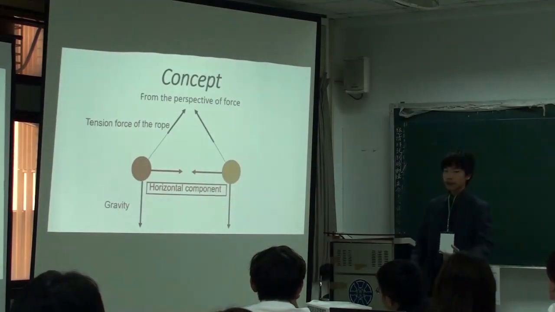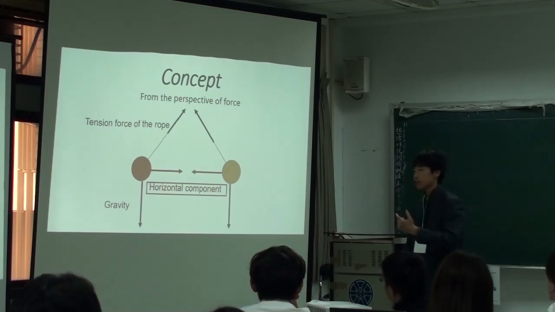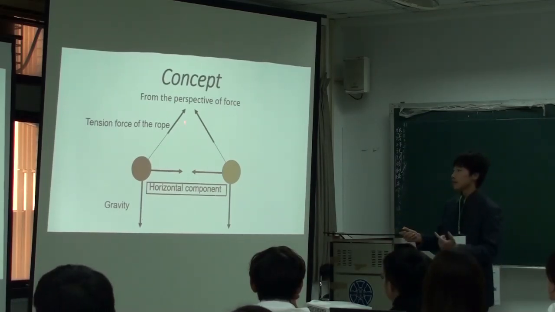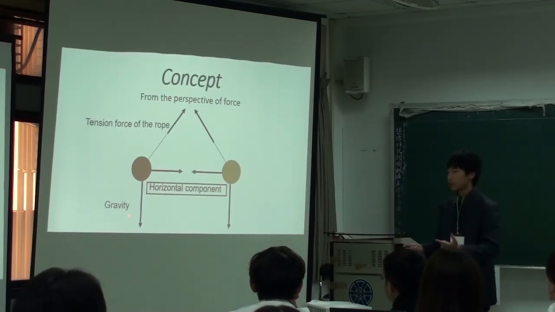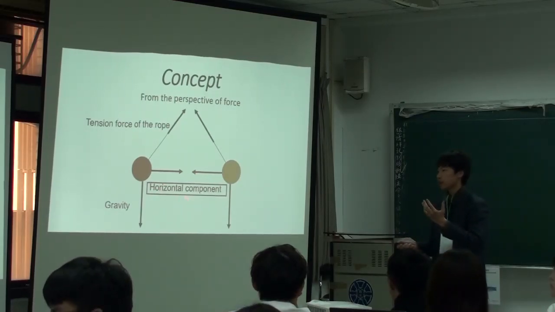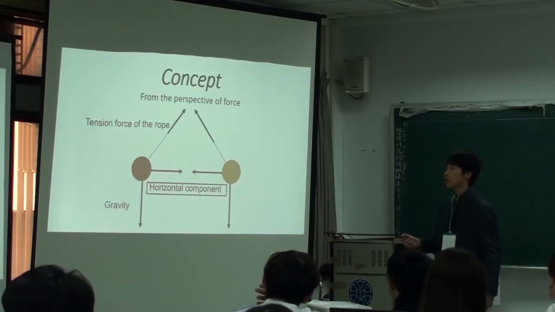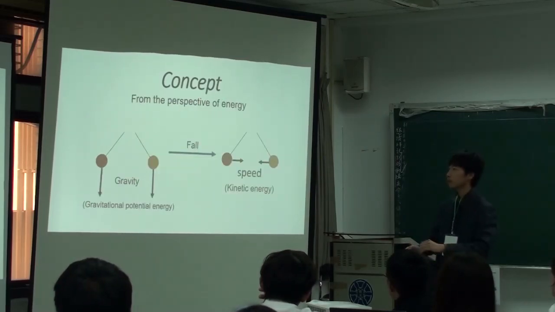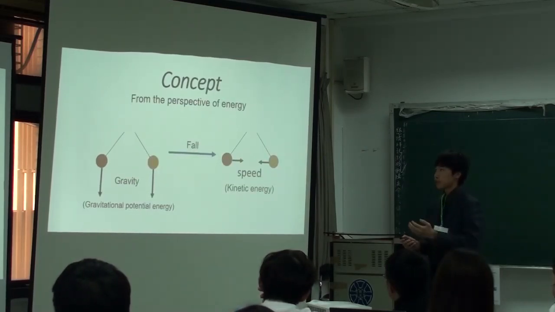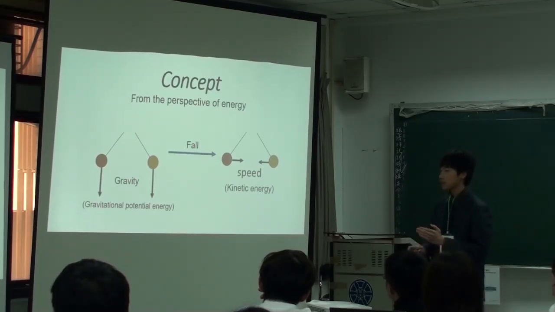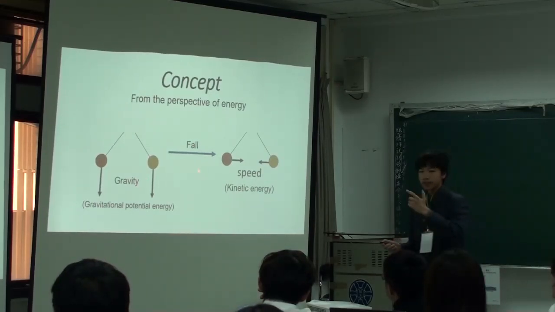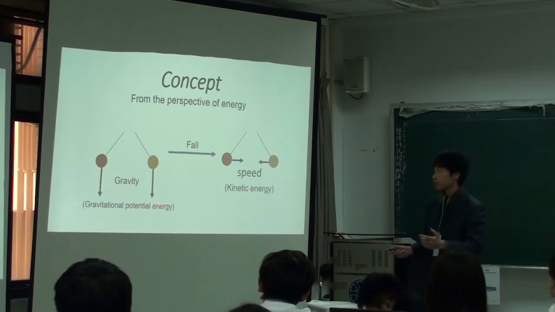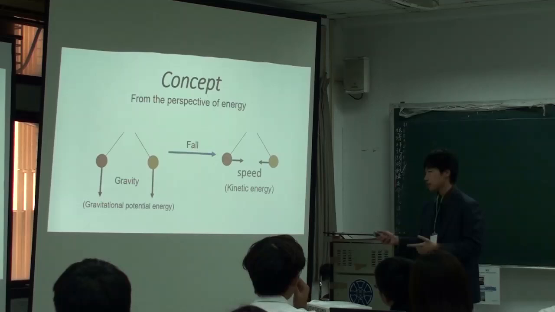This is how vertical force turns to horizontal. This is the tension of the rope, and this is gravity. So there will be a horizontal component. This is from the perspective of force. And this is from the perspective of energy. This is gravity, and when it falls, the potential energy becomes kinetic energy. So it will have a speed like this.